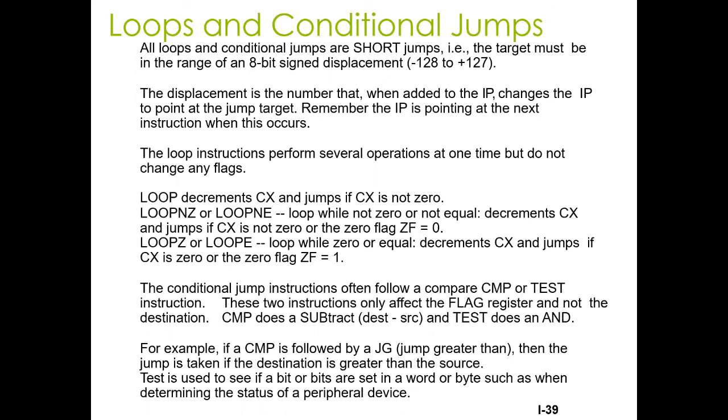The conditional jump instructions often follow a compare CMP or test instruction. These two instructions only affect the flag register and not the destination. CMP does a subtract and TEST does an AND. AND is a logical AND operation. For example, if a CMP is followed by the JG, jump greater than, then the jump is taken if the destination is greater than the source.